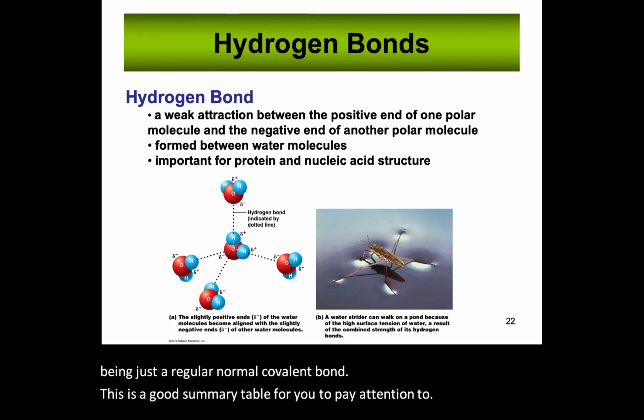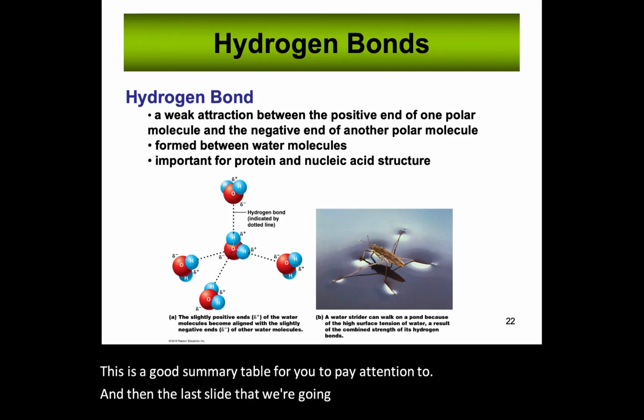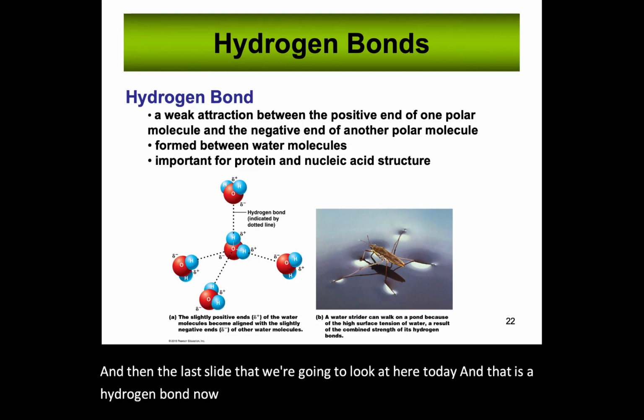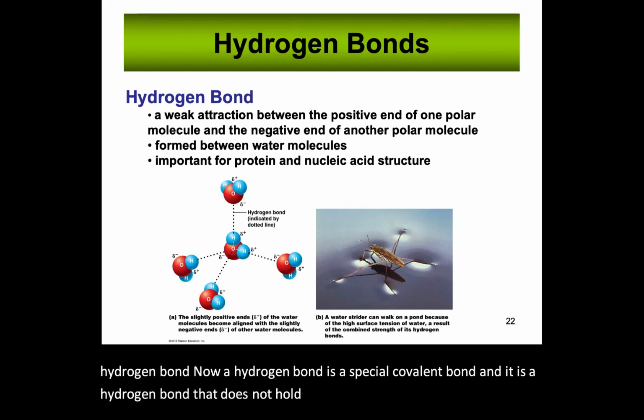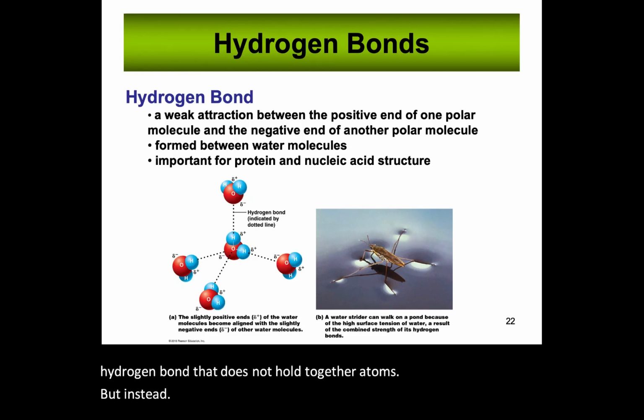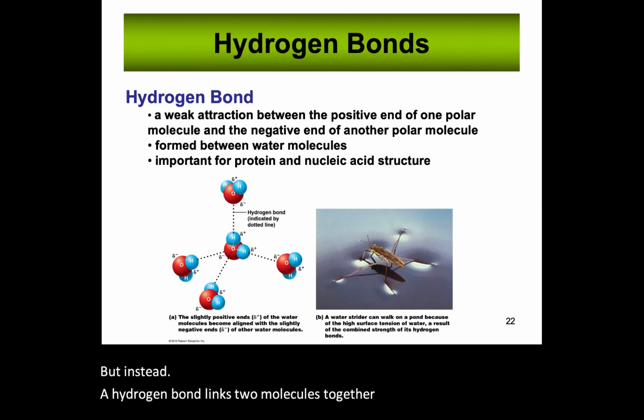And then the last slide that we're going to look at here today, right? And that is a hydrogen bond. Now, a hydrogen bond is a special covalent bond. And it is a hydrogen bond that does not hold together atoms, but instead, a hydrogen bond links two molecules together. So, water has this partial positive and this partial negative end.